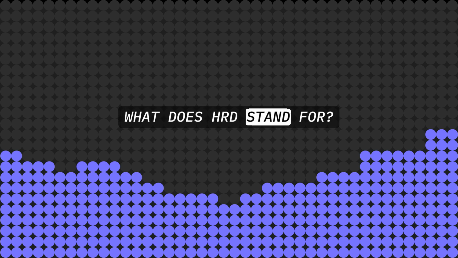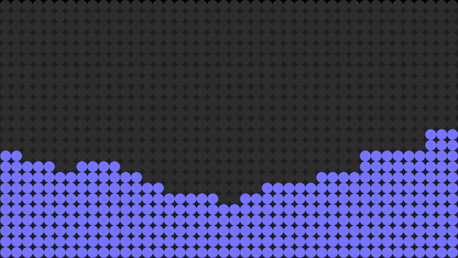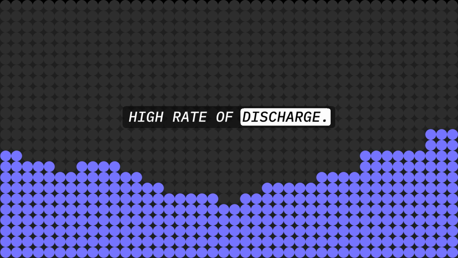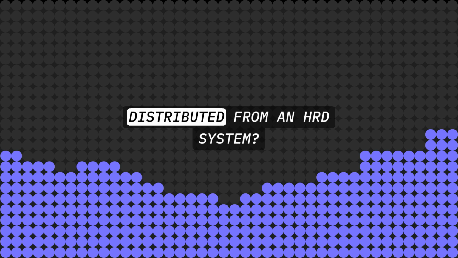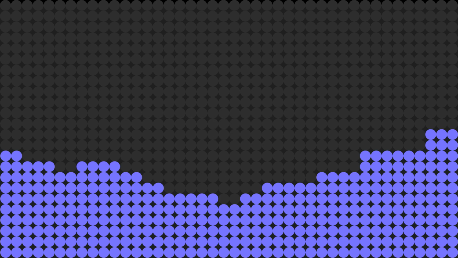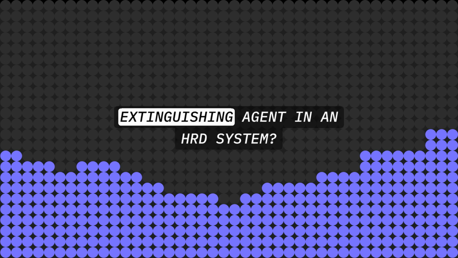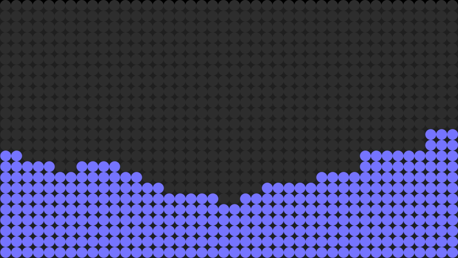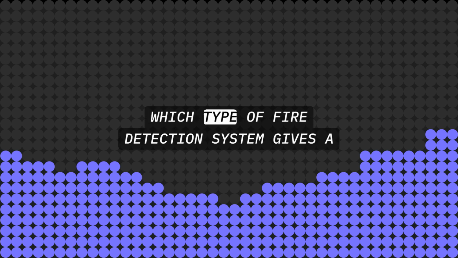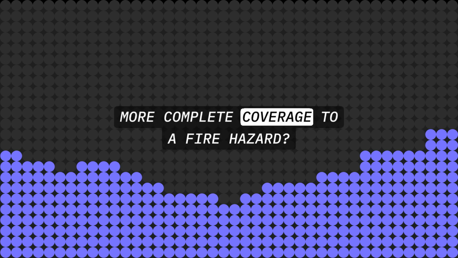What does HRD stand for? High rate of discharge. How is the fire extinguishing agent distributed from an HRD system? It is delivered from open-ended tubes. How long does it take to discharge the extinguishing agent in an HRD system? It only takes 1 to 2 seconds. Which type of fire detection system gives a more complete coverage to a fire hazard?